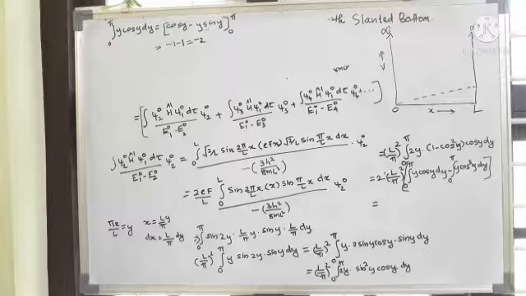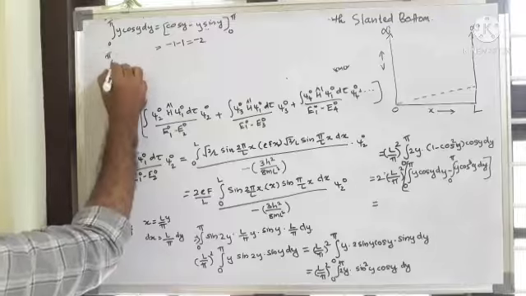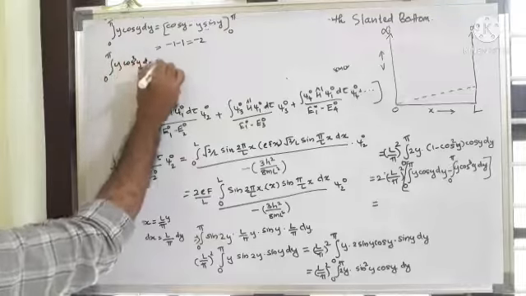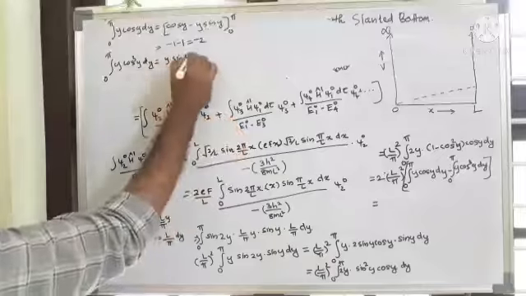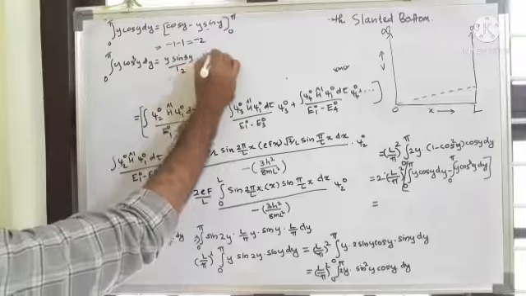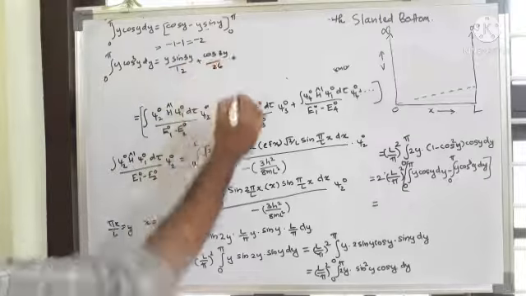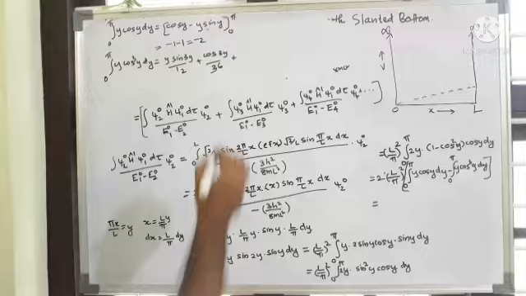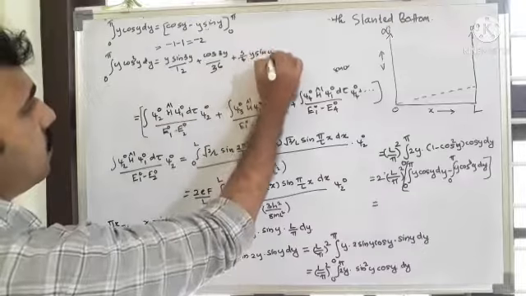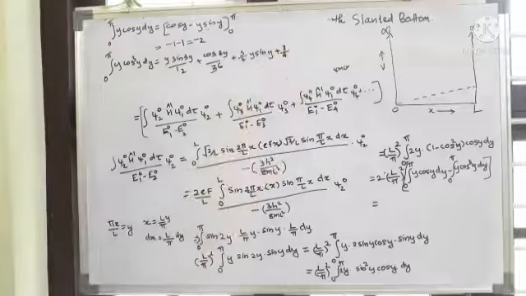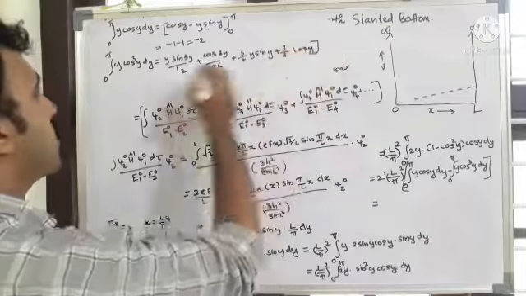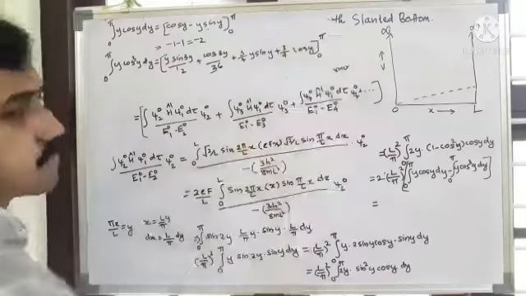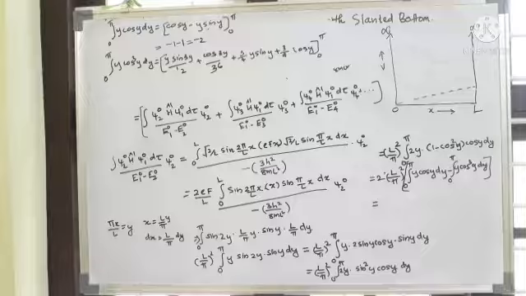And from the table of integrals, integral 0 to pi y cos cube y dy equals y sin 3y divided by 12 plus cos 3y divided by 36 plus 3 by 4 y sin y plus 3 by 4 cos y. Applying the limit 0 to pi.